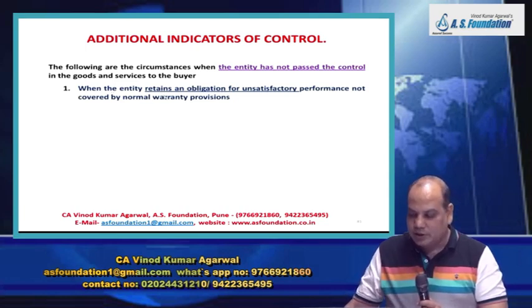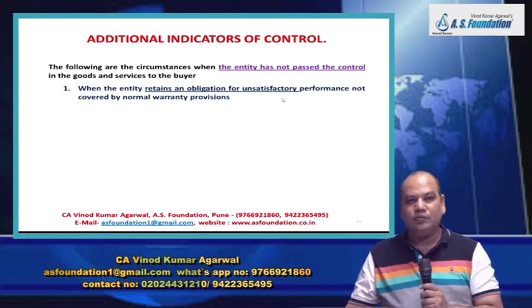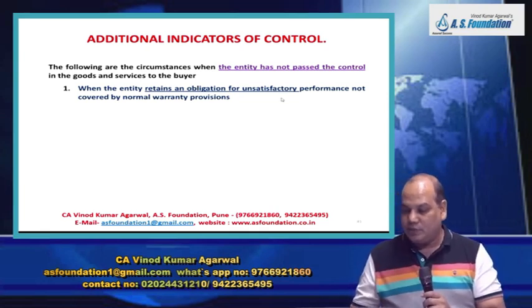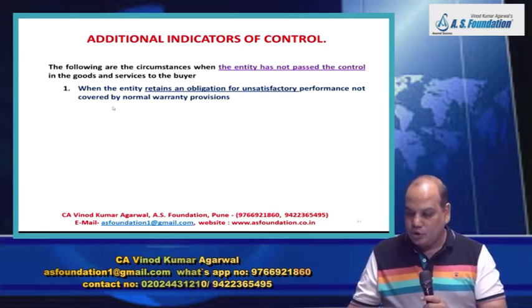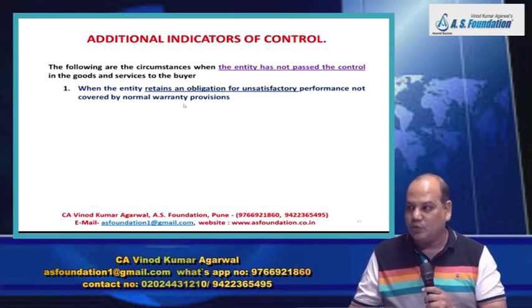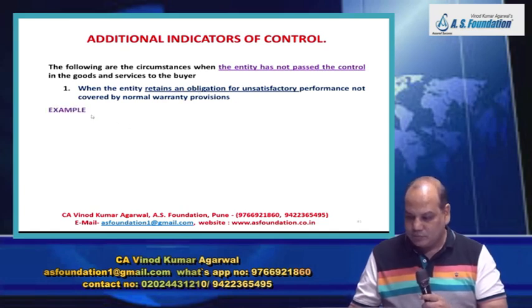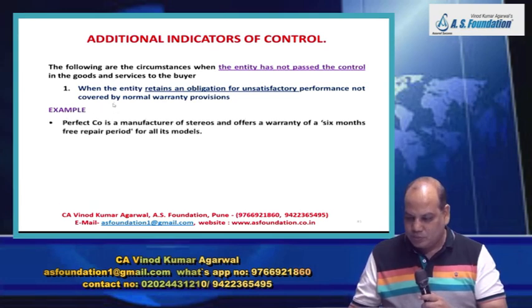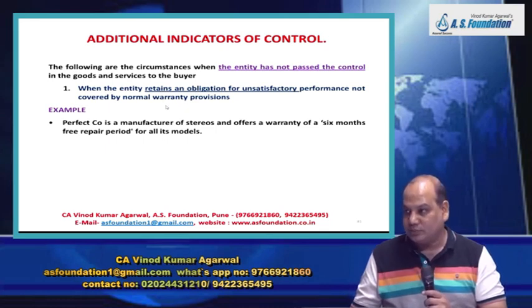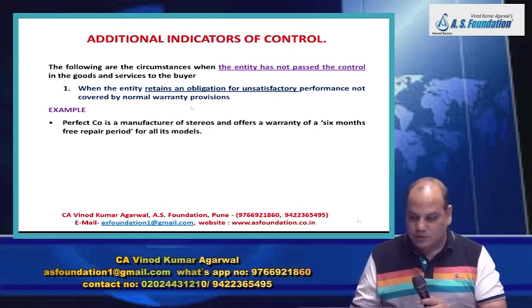First, when the entity retains an obligation for unsatisfactory performance not covered by normal warranty provision. When an entity retains an obligation for unsatisfactory performance, which is not covered by normal warranty, in that case revenue recognition will not take place because there is uncertainty regarding consideration. See one example.